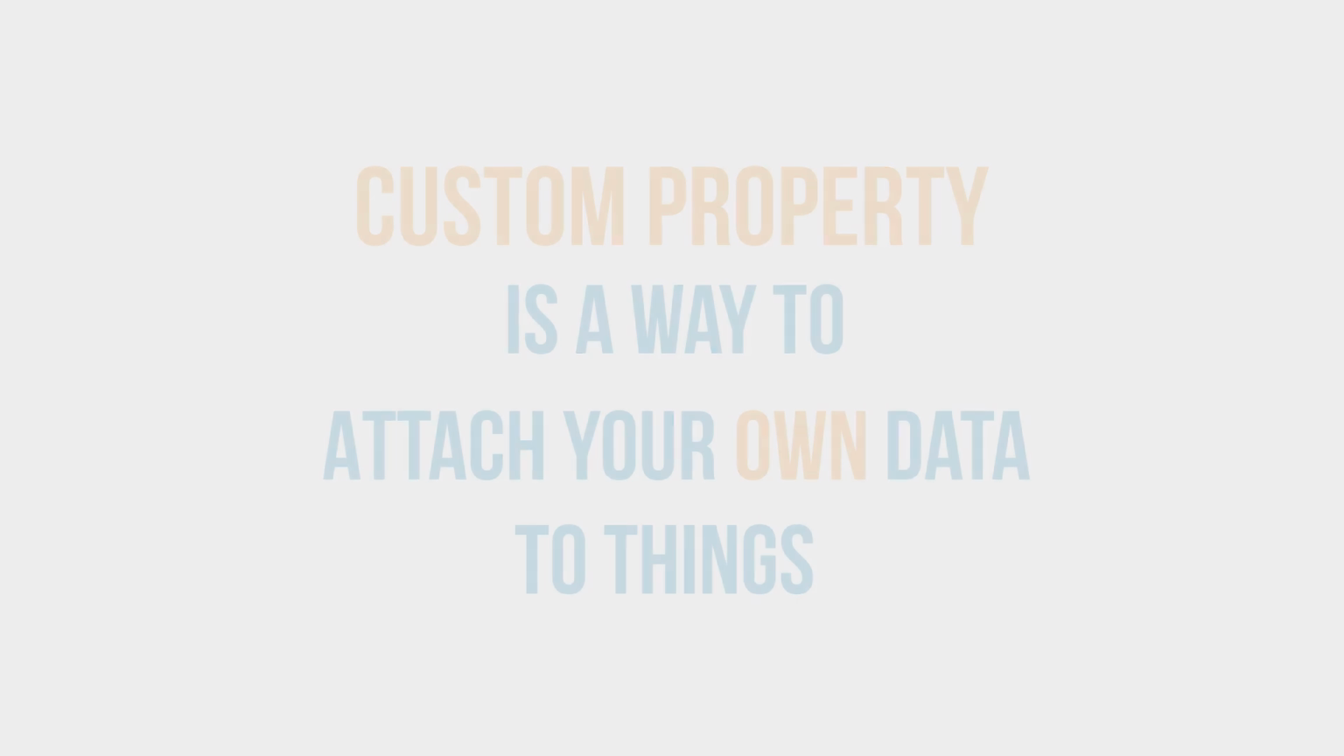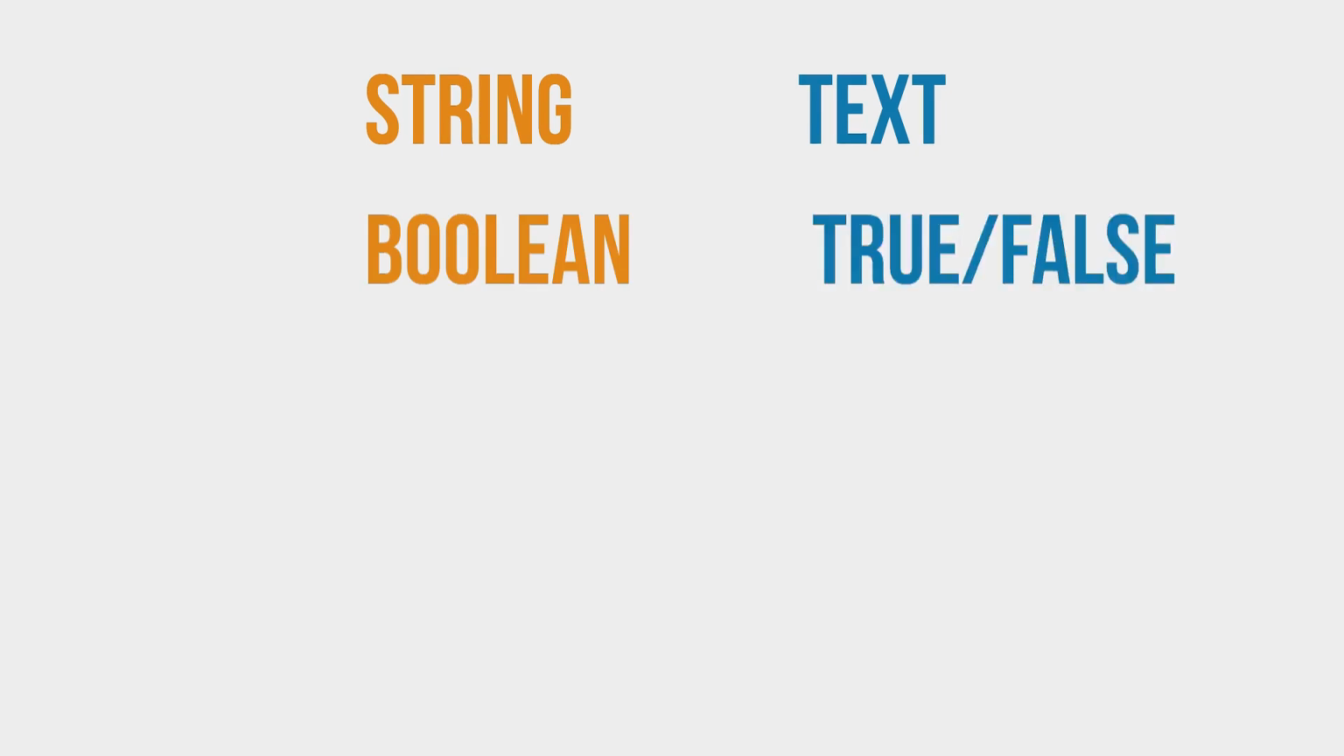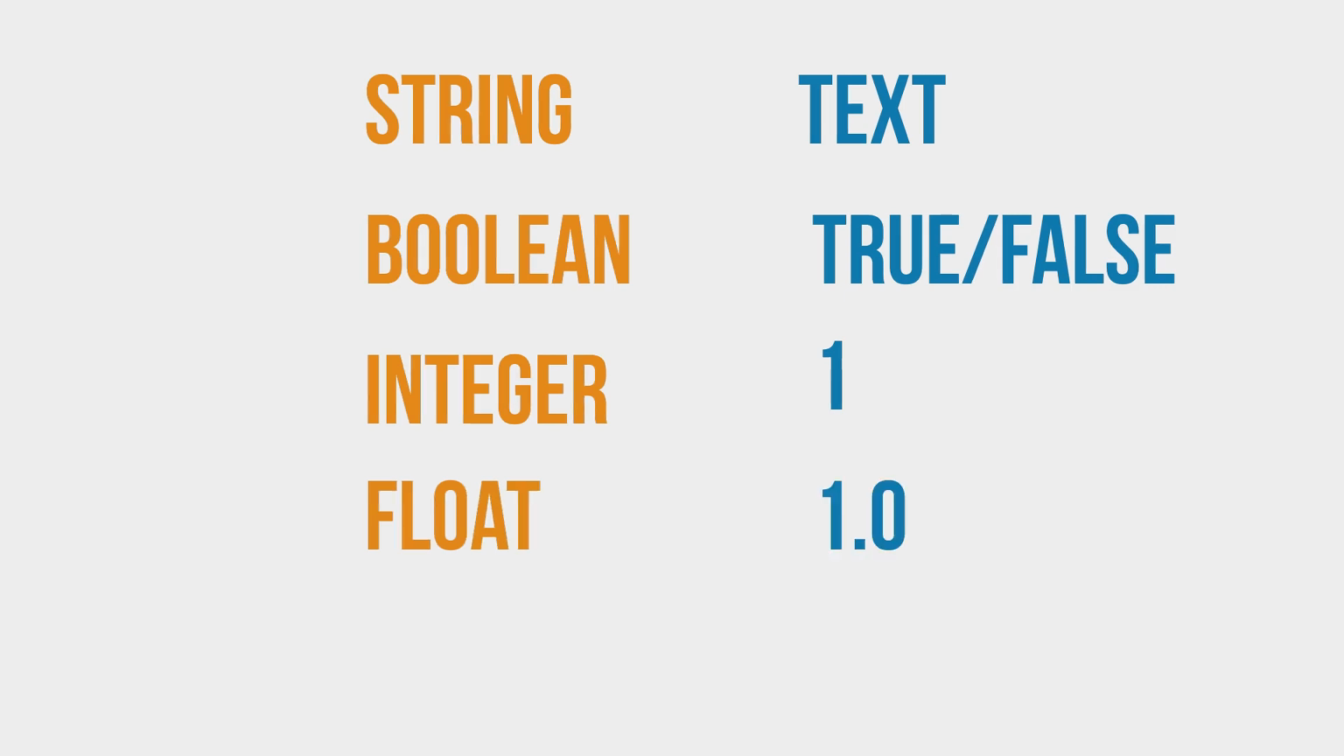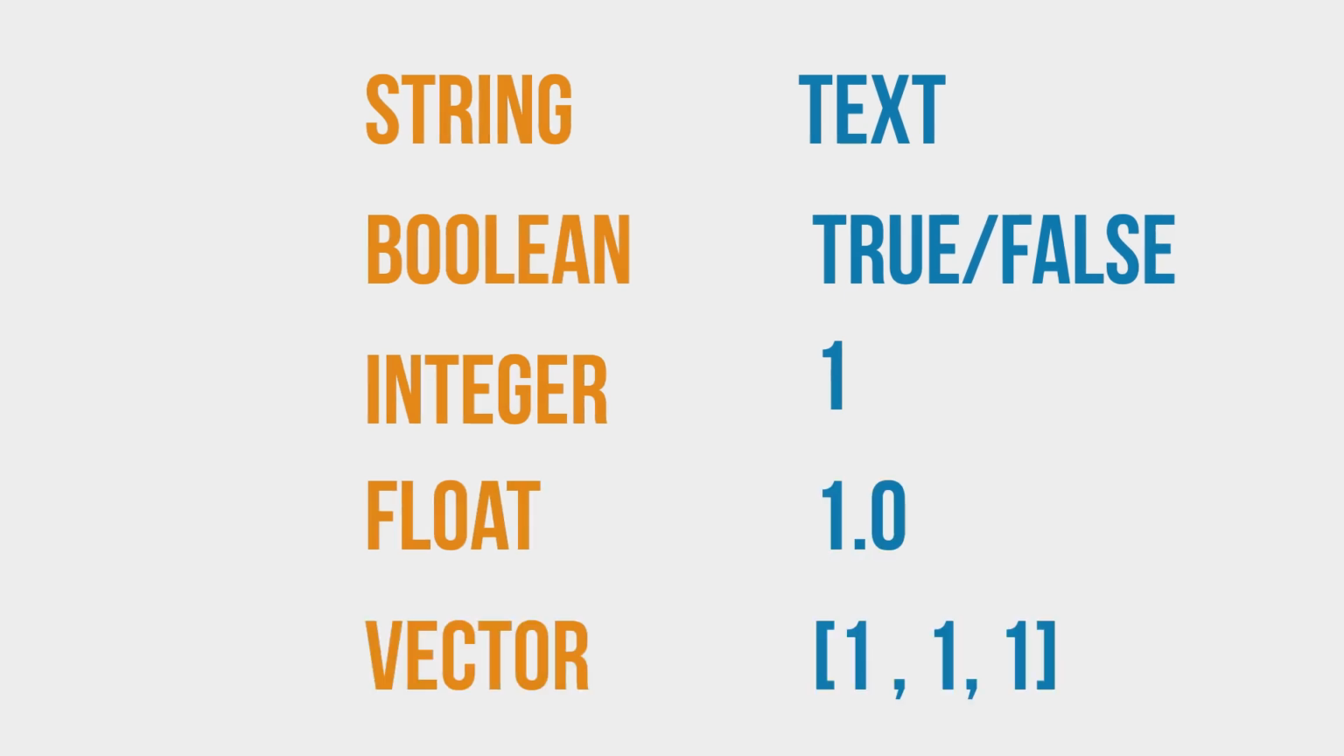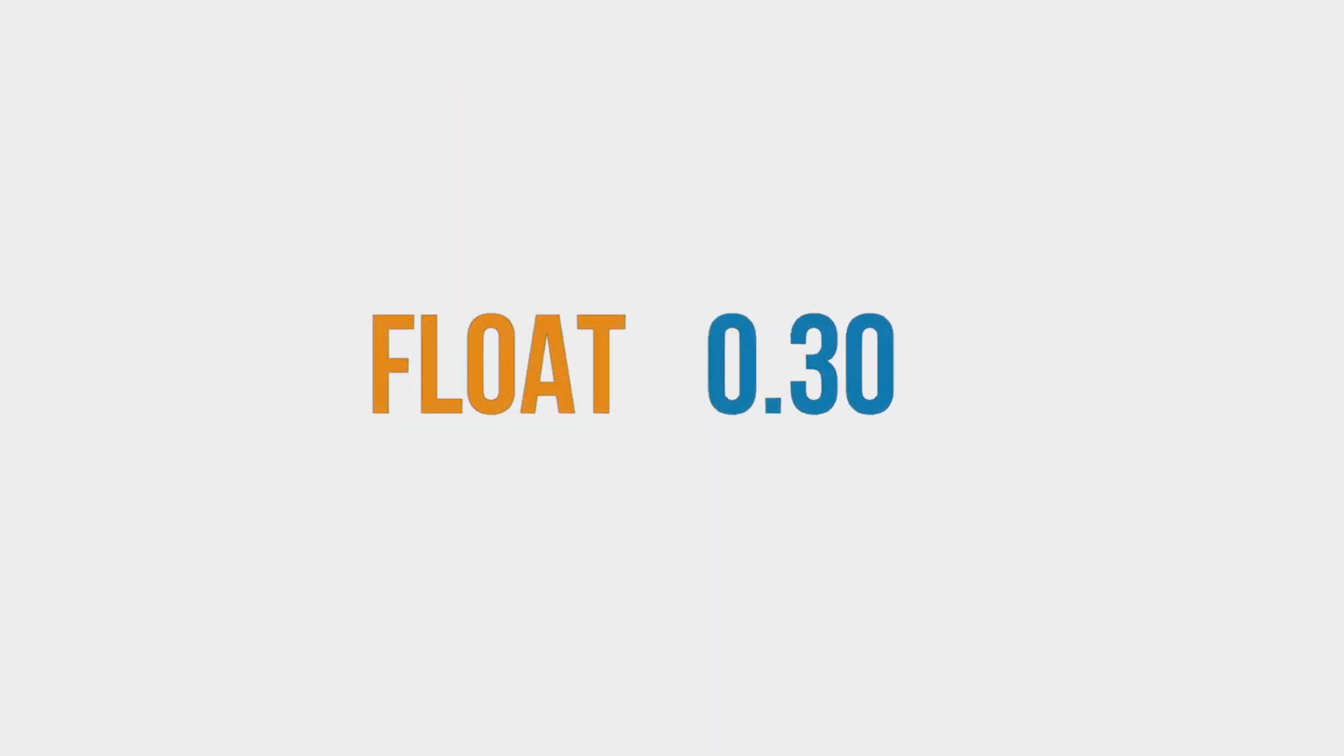Now, custom properties can be strings, that is text, or it could be many forms of numbers. It could be a Boolean, which is a true or false, which in Blender is just converted to a 0 or a 1. It could be an integer, which is a number that does not have a decimal point. It could be a float, which is a number that does have a decimal point, or it could also be a vector, which is an array of numbers. However, for this lesson, we're just going to focus on a float number that goes between 0 and 1.